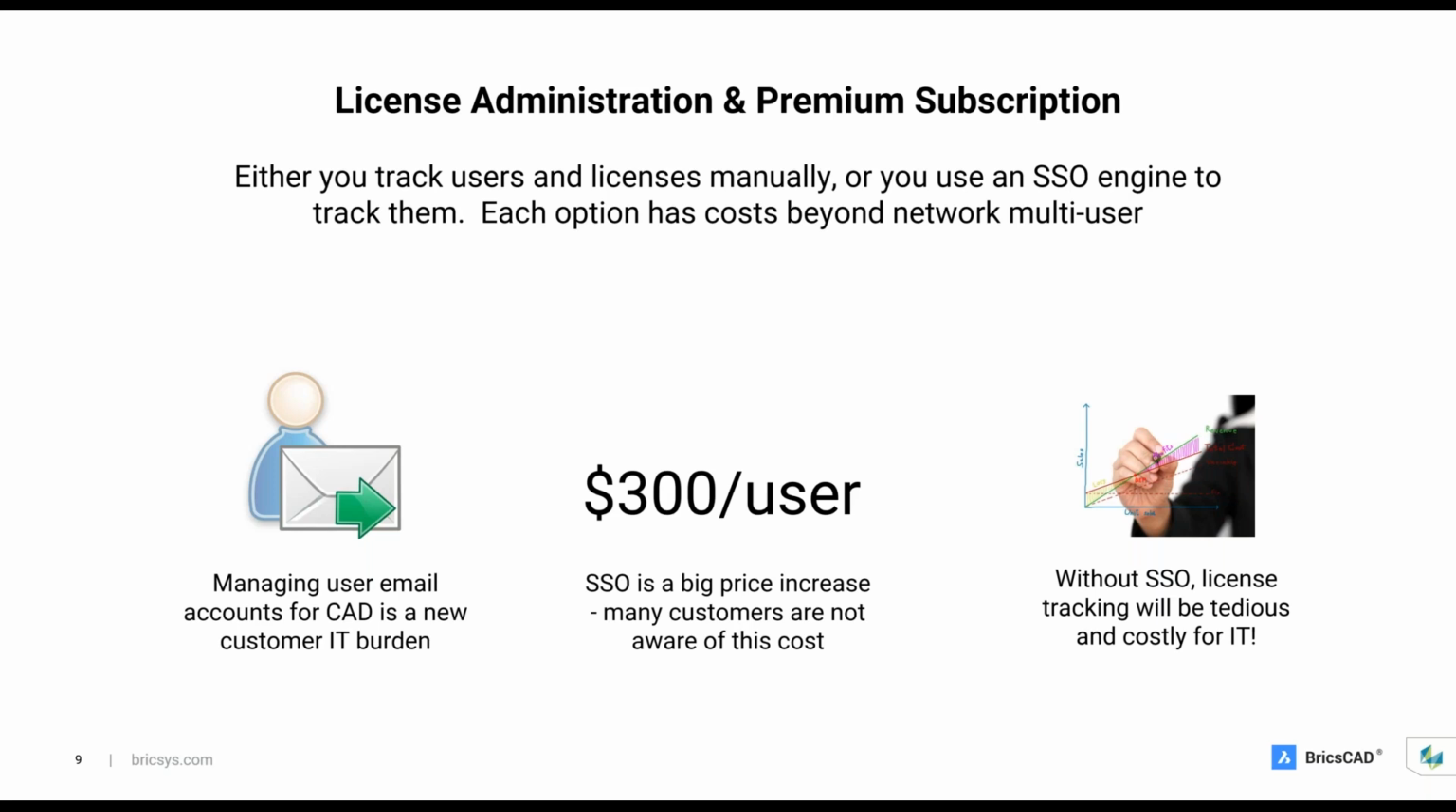Managing all these email accounts and the subscription and licensing numbers that equate to those users is not trivial. So to get around that, there is an offer for a product that's called the premium subscription. That will allow you to use SSO, single sign-on, to control that licensing compliance or user email compliance. But the catch is that's going to cost $300 per user per year. Oh, okay. That's a fairly large price bump.